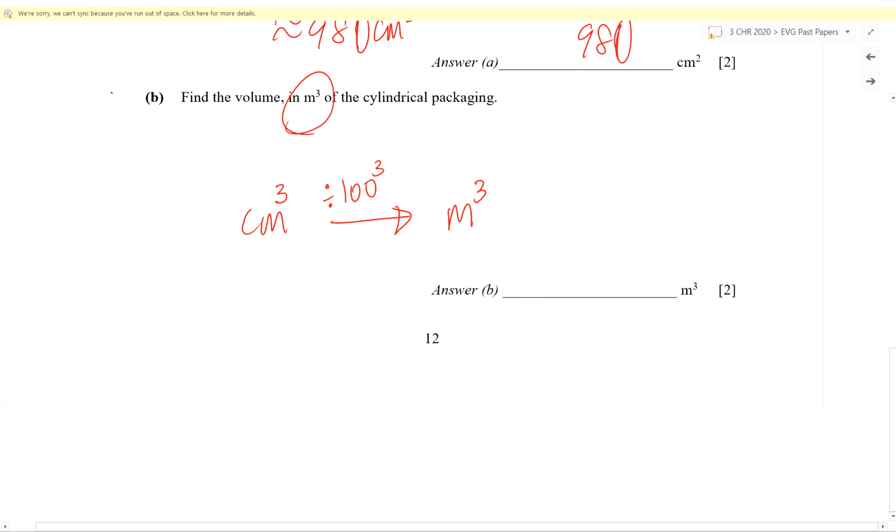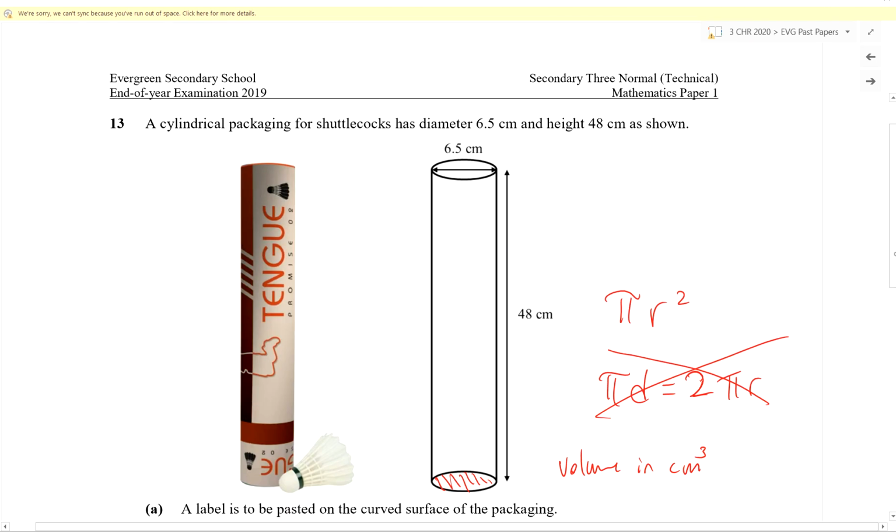Alternatively, you can change your 48 cm to 0.48 meter. You can change this in terms of meter, and we can find the volume. Then the answer will be in meter cube already. Same thing. Okay, but let us just practice finding our volume in cm cube first.